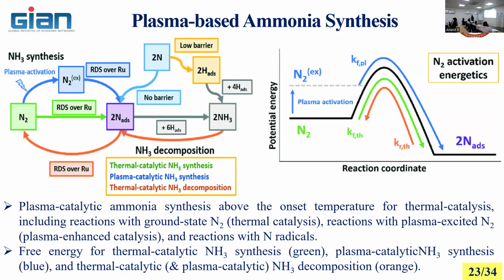So plasma-based ammonia synthesis, we are using different catalysts for the plasma synthesis process. So we are going for thermal catalytic ammonia synthesis, plasma catalytic, and thermocatalytic ammonia decomposition. These are the things we have discussed in many lectures. And Haber-Bosch is simply the thermal catalytic ammonia synthesis process.